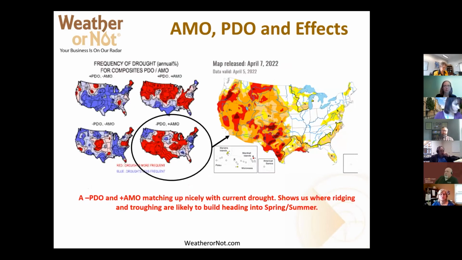So thinking to that, the PDO and AMO, and how I said that has a big effect on the pattern as a whole and how they correlate. There have been studies done showing the connection between the phases. Right now, what we're expecting going forward is a negative PDO and a positive AMO. That is in the black circle on your screen.